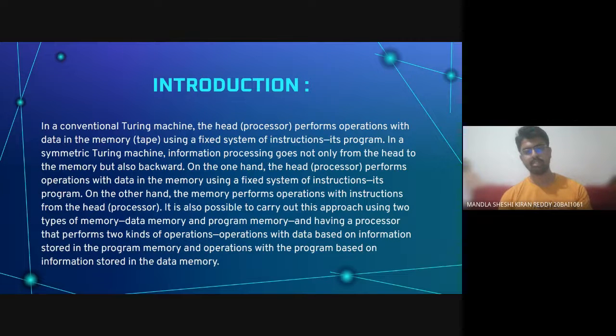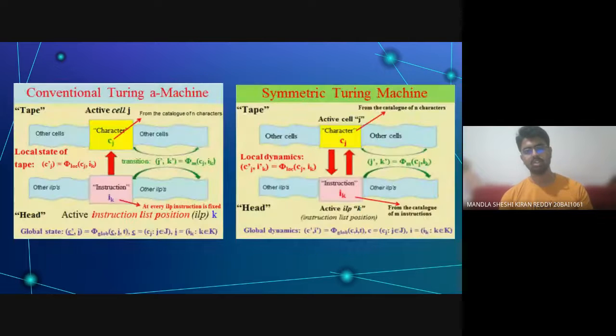In the symmetric Turing machines, information processing happens in two directions. In the conventional Turing machine, it happens in one direction from the head to the tape, from the processor to the memory, using a program. But in the symmetric one, it happens simultaneously from tape to head and from head to tape.